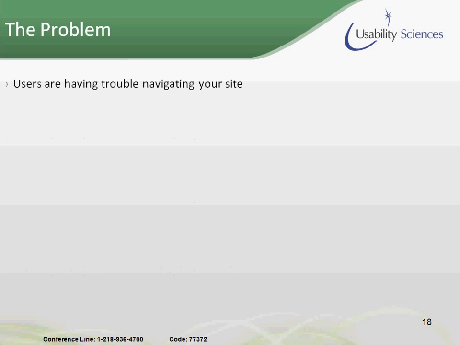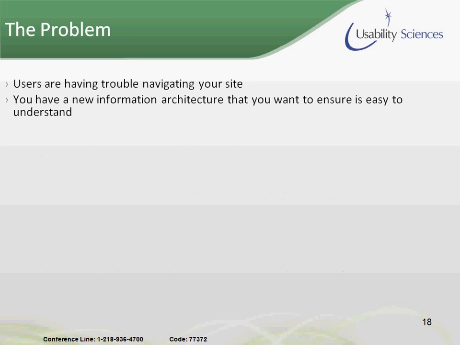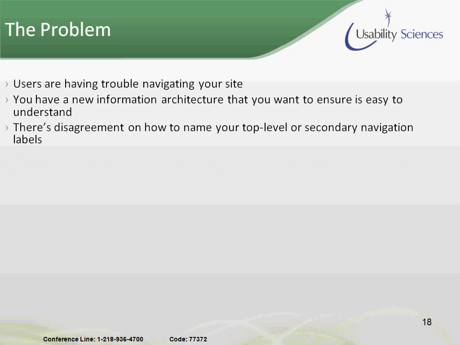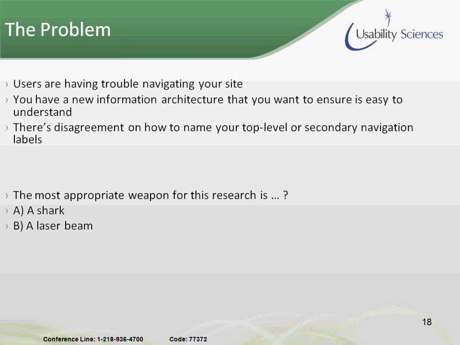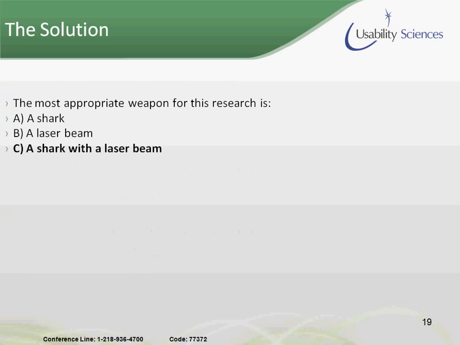Okay, so let's say that your users are having trouble navigating your site, or you have a new information architecture that you want to ensure is easy to understand. Maybe there's disagreement on how to name your top level or secondary navigation labels. So, most appropriate weapon for this research. We've got the shark, a laser beam, or the shark with a laser beam. Okay, shark with a laser beam.